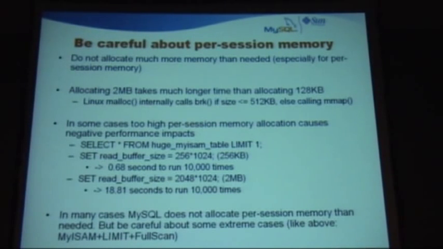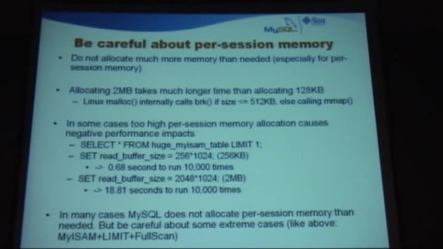And be careful about per session memory. This is a general recommendation: do not allocate much more memory than needed, especially per session memory, because swap or the OOM killer is dangerous. Not only that, but allocating 2 megabytes takes much longer than allocating 1 to 8 kilobytes. Linux malloc internally calls the brk system call if the size is less than 512 kilobytes, else it calls mmap. mmap takes much longer than brk.